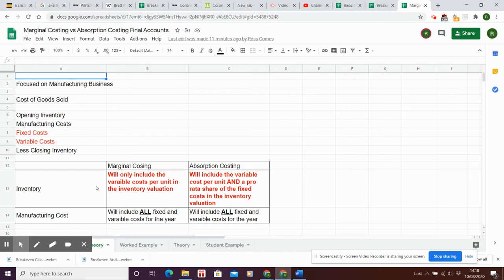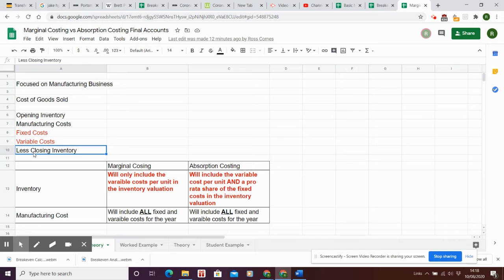And the only area of the accounts it really makes any difference on is cost of sales or cost of goods sold. Okay, cost of goods sold, for a manufacturing business, you've still got the opening inventory. You then have the manufacturing costs, and that will include two types of costs. It will include the fixed manufacturing costs and the variable manufacturing costs. And then the final thing is the closing inventory.